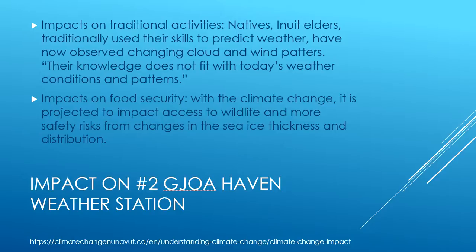The second impact was on food security. Because of the climate change, it is projected to impact access to wildlife and create more safety risks from the changes in the sea and ice thickness and distribution, in order to allow these natives to continue doing their traditional activities.